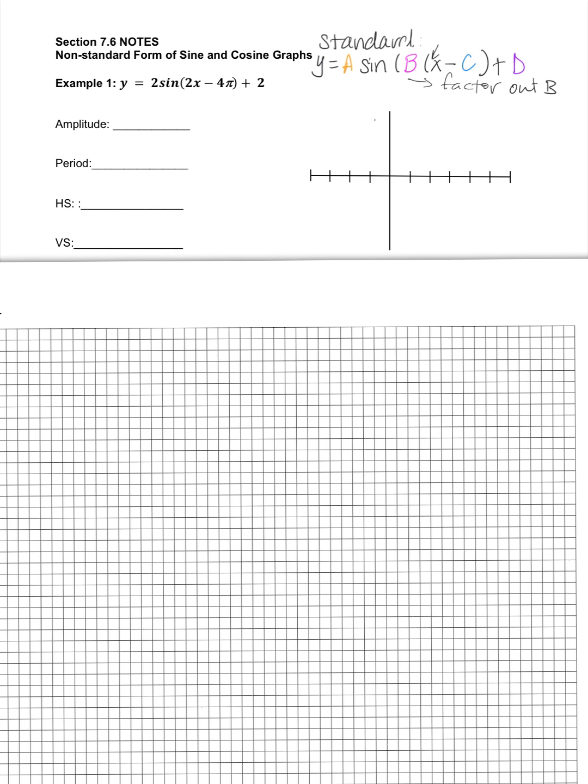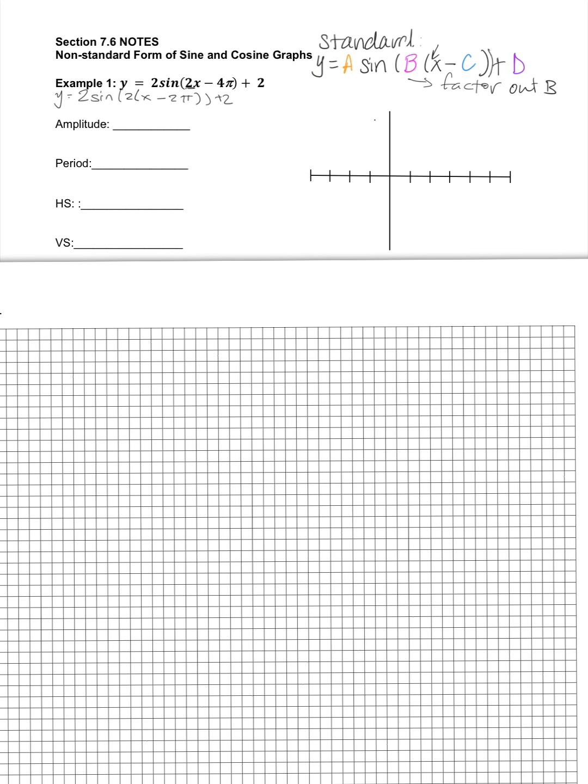Okay, all right, so let's try and use that information to graph this equation. We have y equals 2 sine, parentheses 2x minus 4 pi, plus 2. Notice that the coefficient of x is a 2, so we have to factor that out. So we'll factor out a 2. So 2 sine, I'll take out a 2, and what's left over is x minus 2 pi, plus 2. Oops, I forgot to put another parentheses up there.